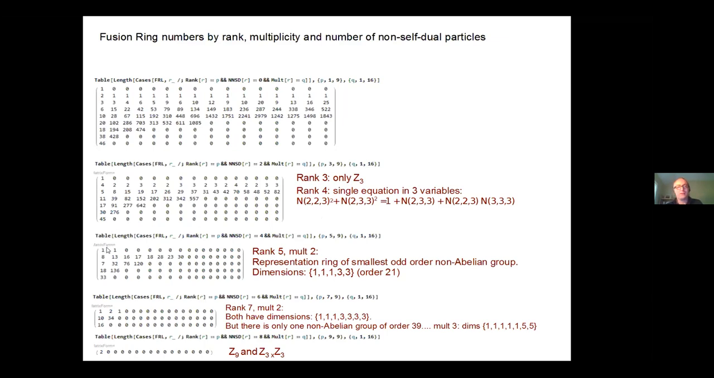rank five, of course, we have set modulo five. And now you might think that it would be like set three, that would be the only thing, but actually there's a multiplicity two theory there, with four non-self-dual particles. And that turns out to be the representation ring of the smallest odd order non-Abelian group. So the dimensions of the particles are 1, 1, 1, 3, and 3. It's a group of order 21, semi-direct product of Z3 with Z7.